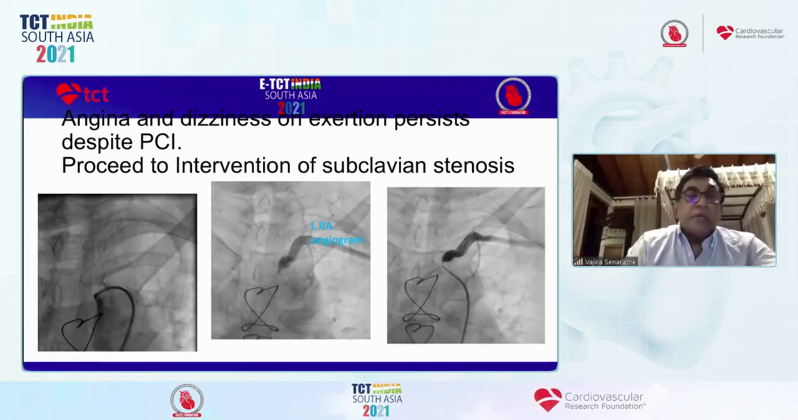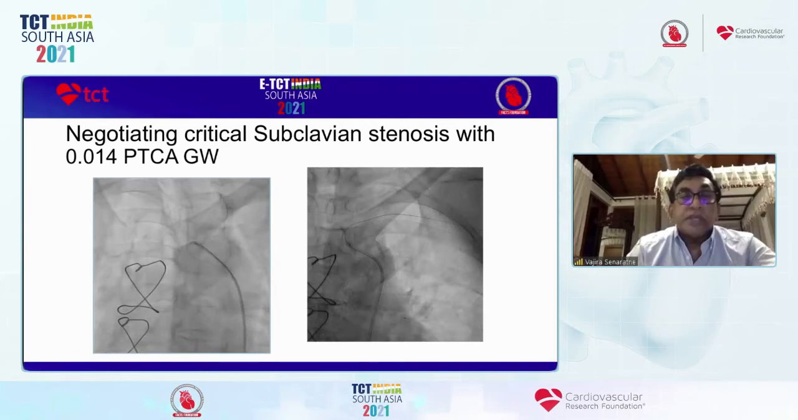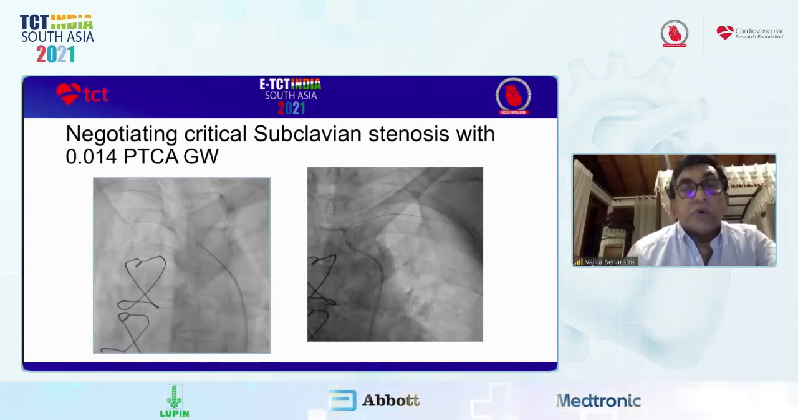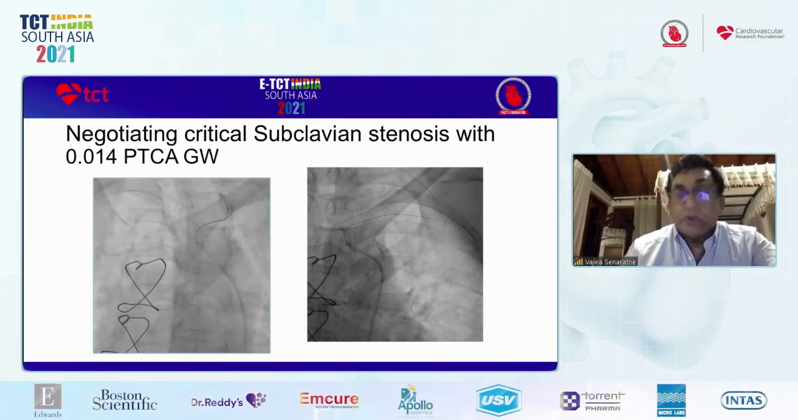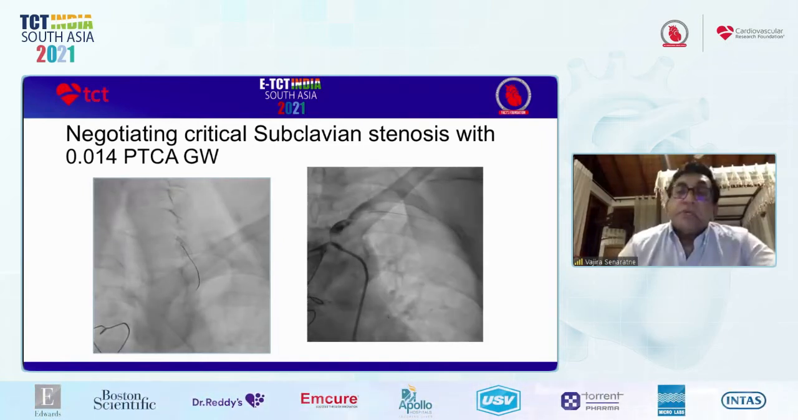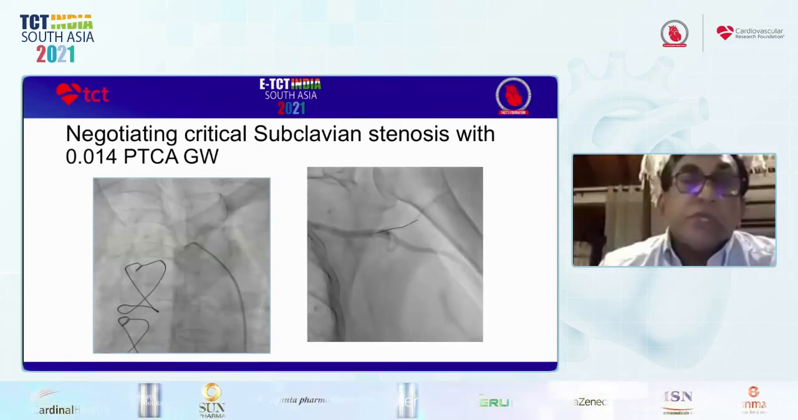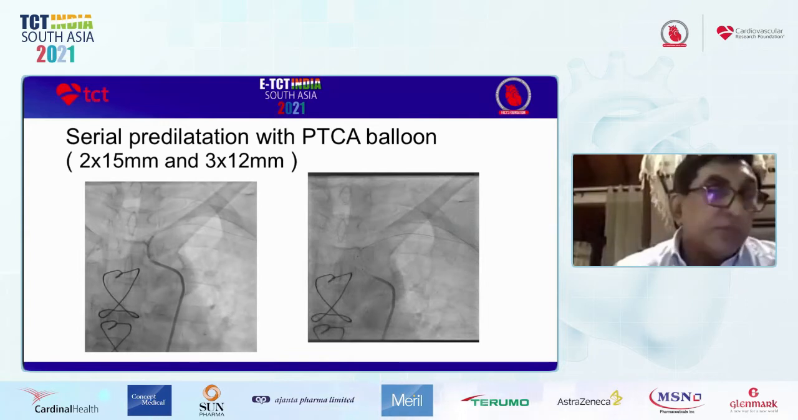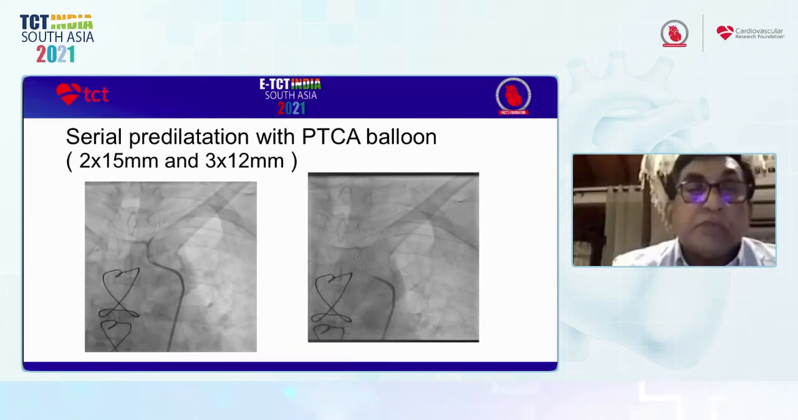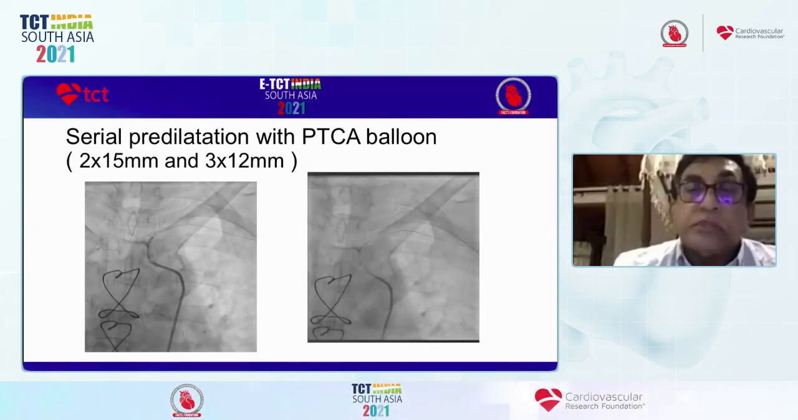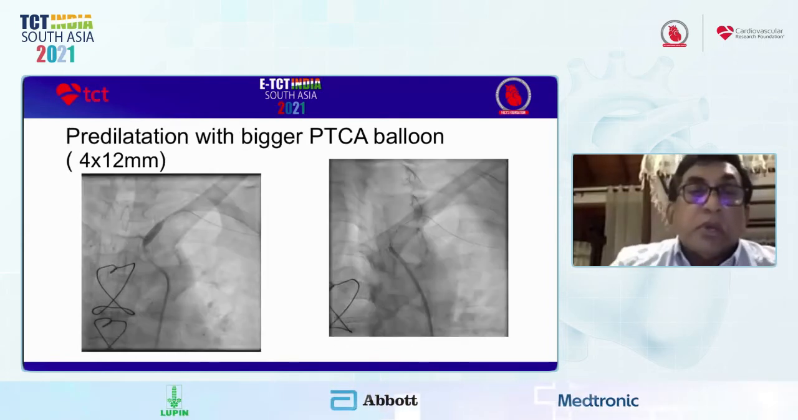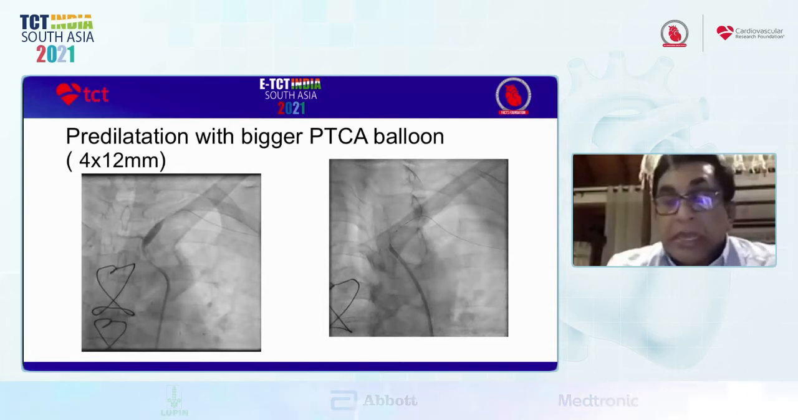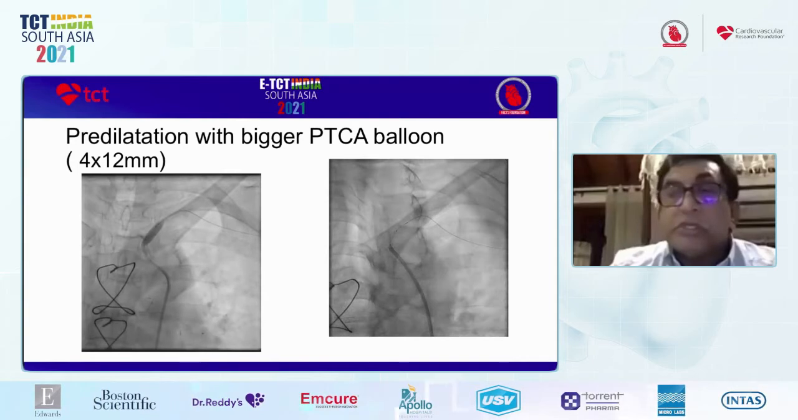Then we decided to cross this lesion. This is the guiding catheter. We used a coronary wire, as we are more familiar with coronary. We were able to cross the lesion with a 0.014 coronary wire and place it in the distal subclavian artery. Next, we took a small balloon because of this critical narrowing. We dilated with a 2 millimeter coronary balloon, then went to a 3 millimeter balloon with gradual inflations, and finally with a 4 millimeter balloon. After three serial dilatations, we got a reasonably good result. As you can see from this picture, the ostium is quite open now.